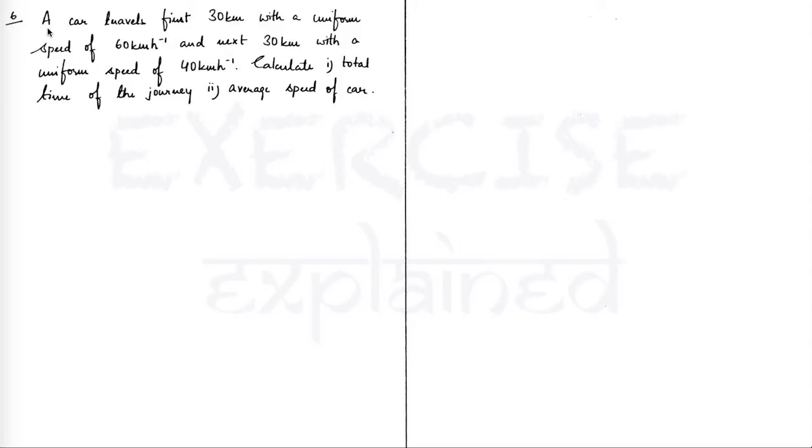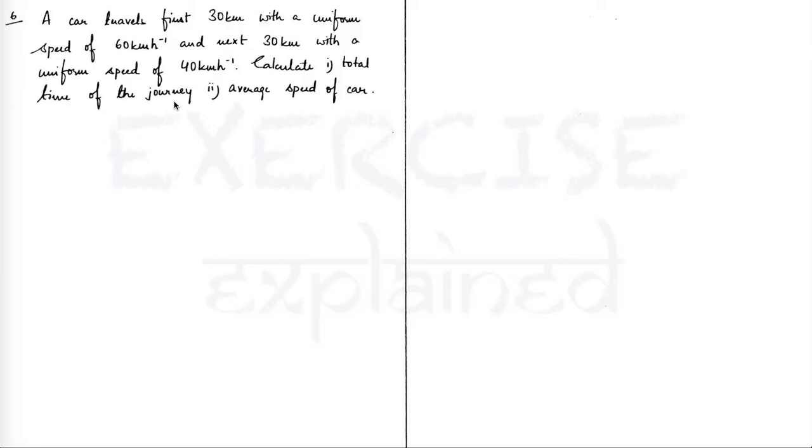ICSE 9th. A car travels first 30 kilometers with a uniform speed of 60 km per hour and next 30 km with a uniform speed of 40 kilometers per hour. So we should understand that half of the journey is done at a speed of 60 kilometers per hour and the rest half of the journey is done at a speed of 40 kilometers per hour. Calculate total time of the journey.